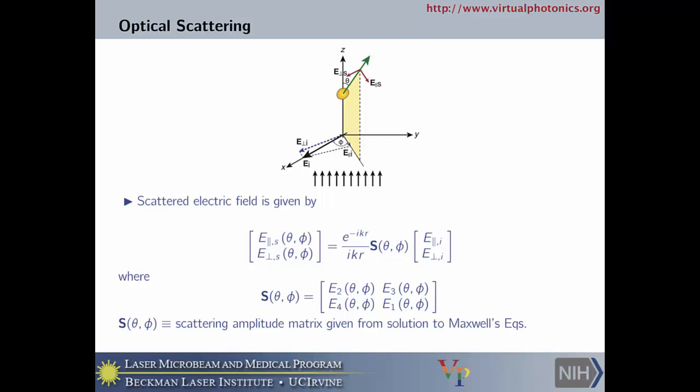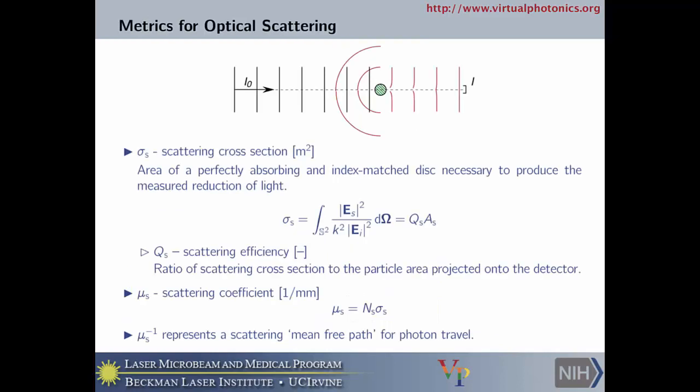This is the phase accumulation. So the scattering amplitude matrix is the fundamental and the most comprehensive description of how this particle scatters light. And it is given to you by the solutions to Maxwell's equations for this system. We typically don't do this computation unless you're using a rigorous electromagnetic solver. We look at more simple descriptors of this scattering amplitude matrix.